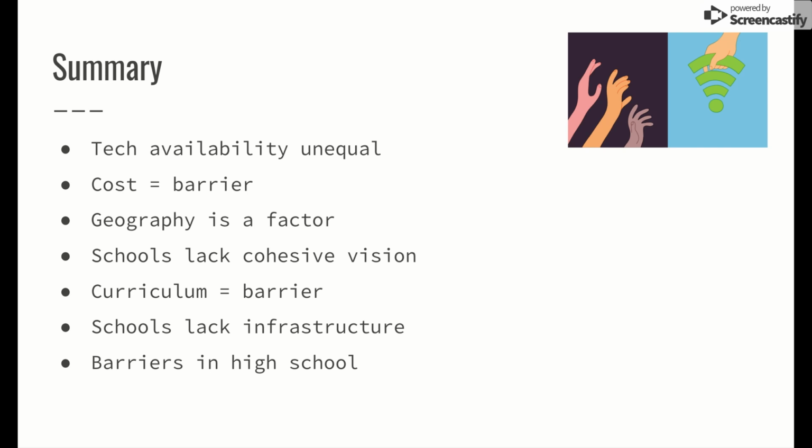And I think another barrier to digital learning in the United States would be that nationally our schools lack a cohesive vision. Not all of our schools are on the same page. We are governed by the state to states. So there's not one governing body that can put us in lockstep in terms of our vision. Curriculum is also a barrier.